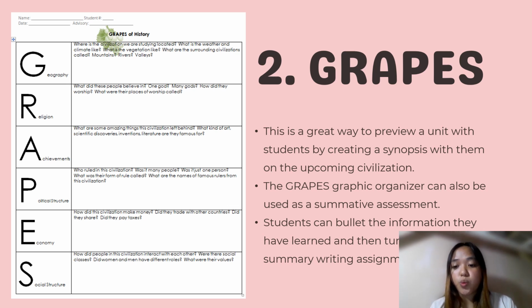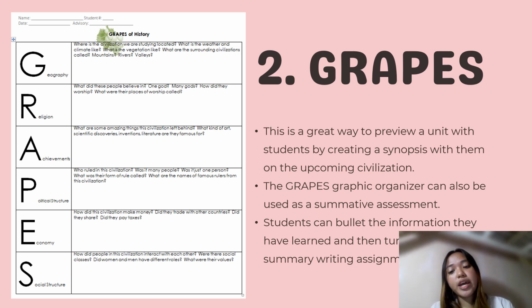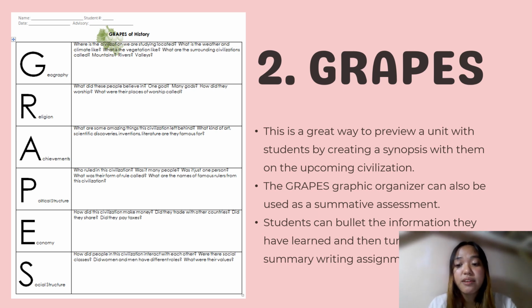It's a great way to preview a unit with students by creating a synopsis with them of an upcoming civilization. GRAPES is also a graphic organizer that can be used as a summative assessment, and students can bullet the information they have learned and turn it into a summary writing assignment.